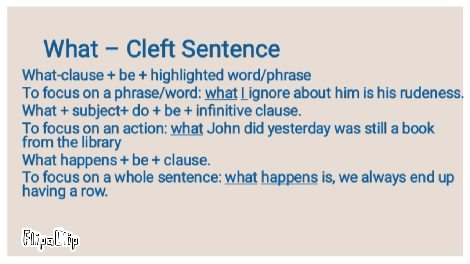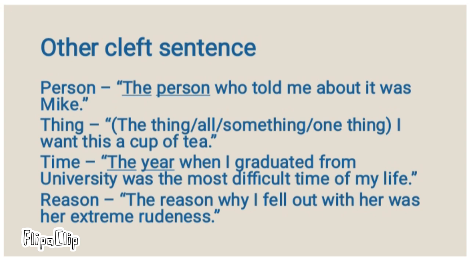So we always end up having a row is a complete sentence, and we're going to put more emphasis on this complete sentence by writing it as what happens is we always end up having a row. Now let's look at other cleft sentences. For example, giving more emphasis on a person. The person who told me about it was Mike. Now giving more emphasis on thing. The thing I want is a cup of tea. Or all I want is a cup of tea. Something I want is a cup of tea. One thing I want is a cup of tea.